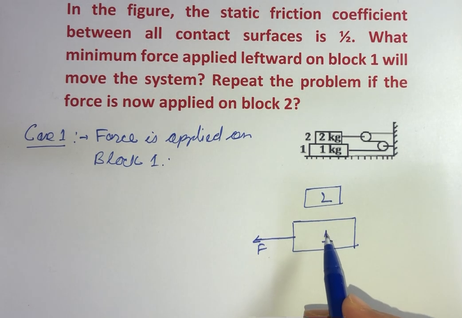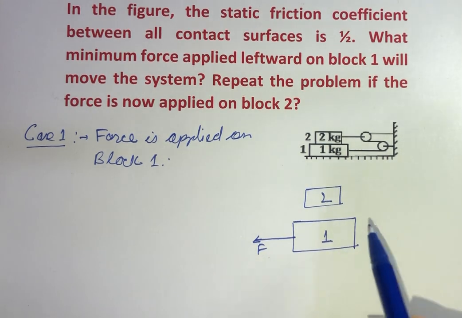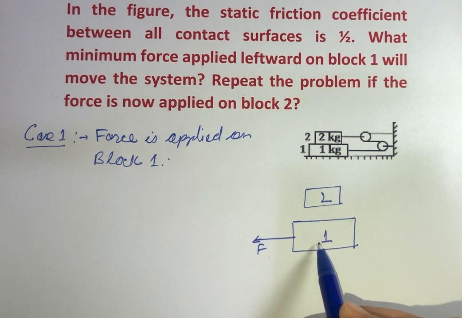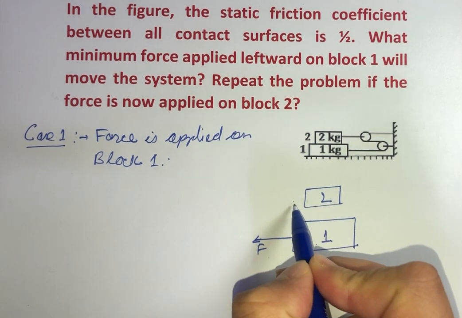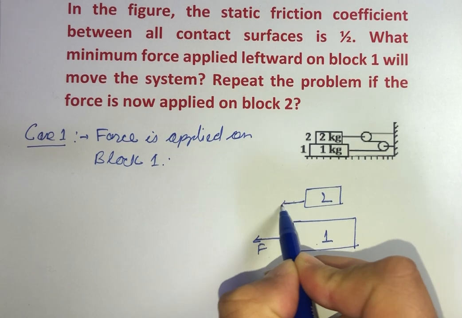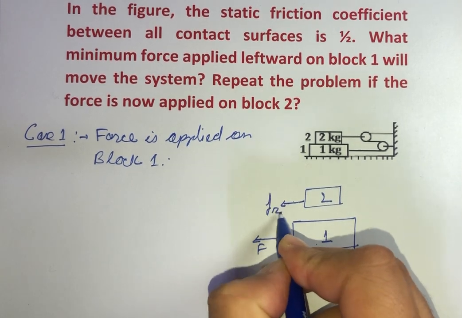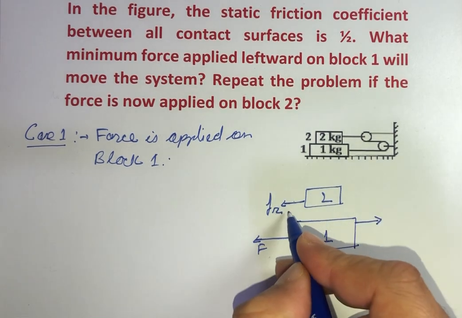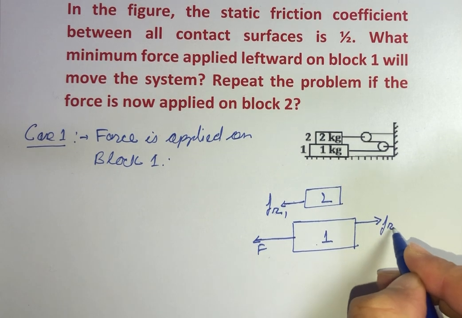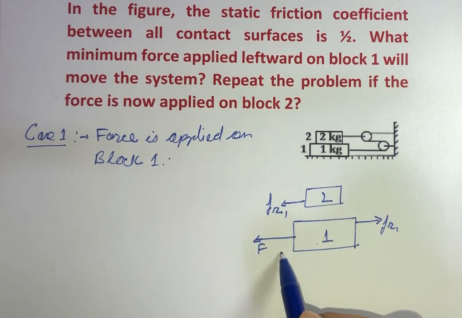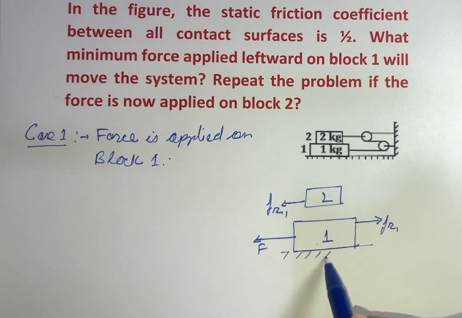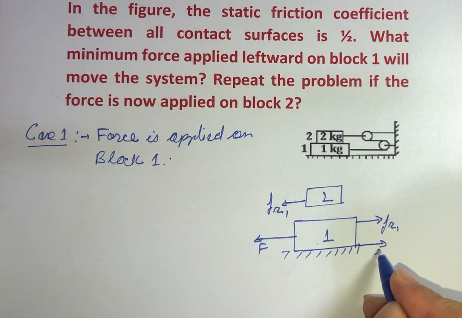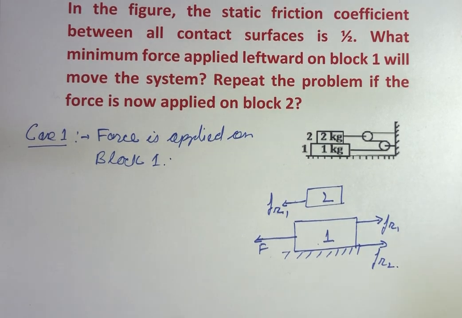and if mu is the coefficient of friction for all the contact surfaces, this block 1 will try to move block 2 towards the left with the force Fr, and there will be an equal and opposite force acting. Let us call this Fr1 and this will be Fr1. And because of the surface here, an equal force Fr2 will be acting in the opposite direction.